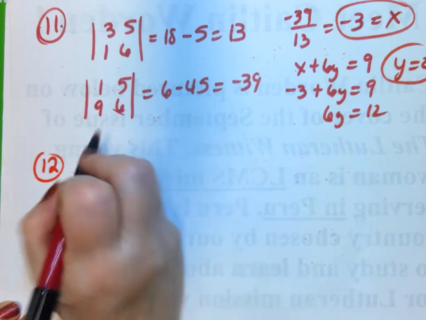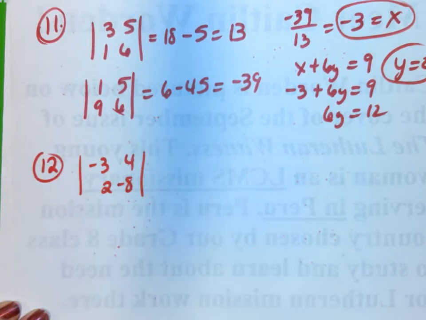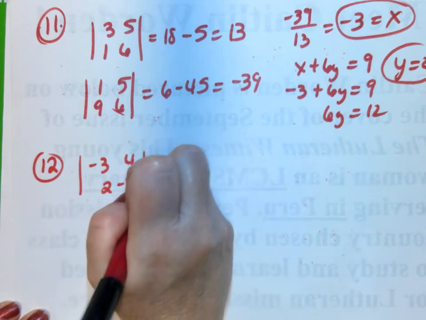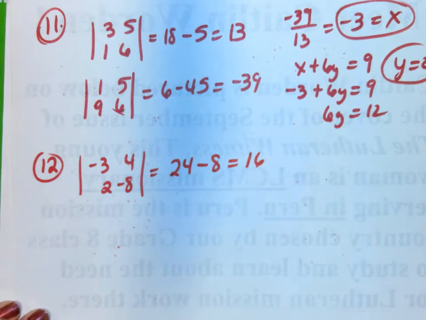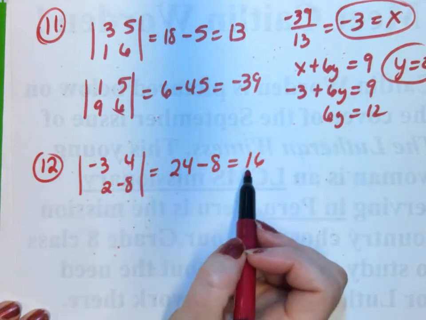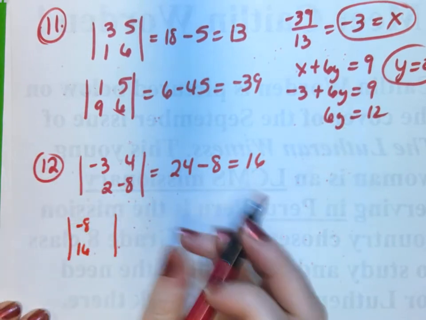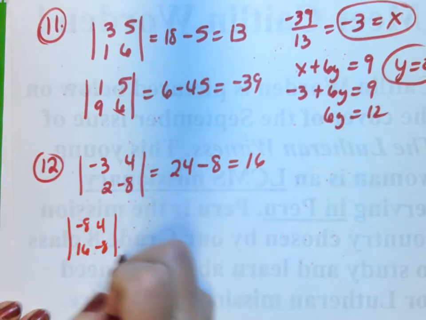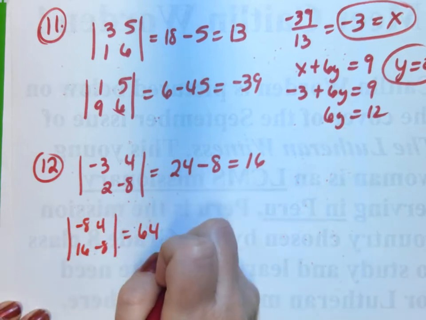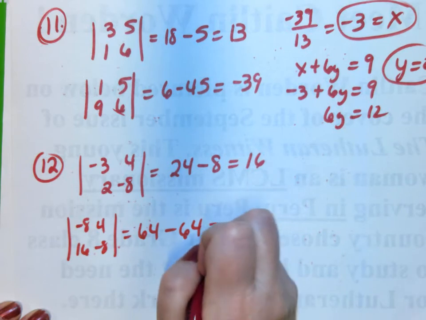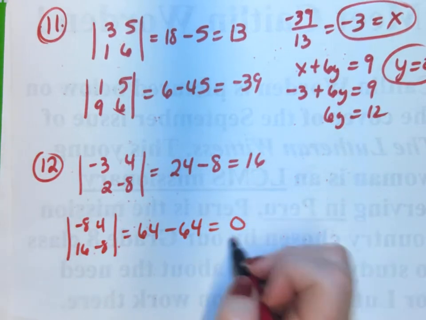Number 12. Negative 3, 4, 2, negative 8. Again, multiply them out. 24 minus 8 is 16. Replace them. Negative 8, 16, 4, negative 8. 8 times 8 is 64. And minus 64 is 0. That looks a little funny here. Hang on one second. Yep, it sure is.